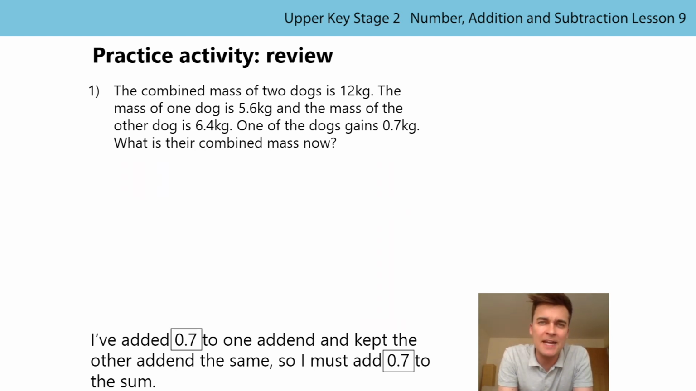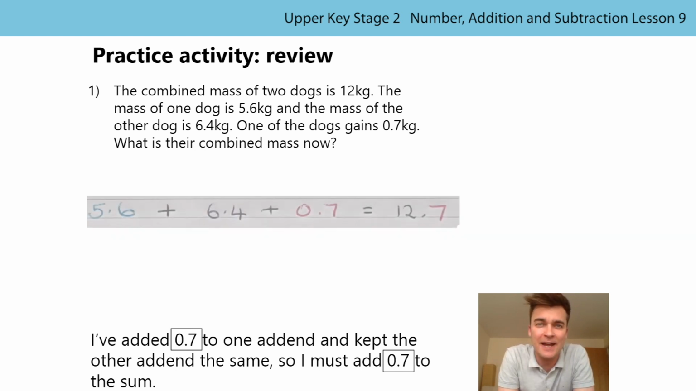Did anyone use any other representations to show how they solved this problem? Hold it up to your camera for me now. Some of you might have recorded an equation with 3 addends. One addend for each dog's mass, one for the increase of 0.7, and then the sum to show what each of those 3 addends total.